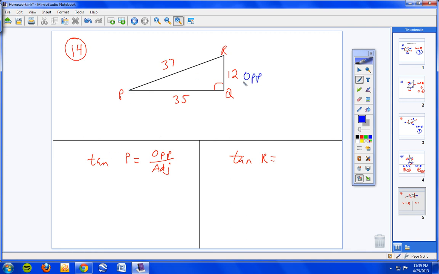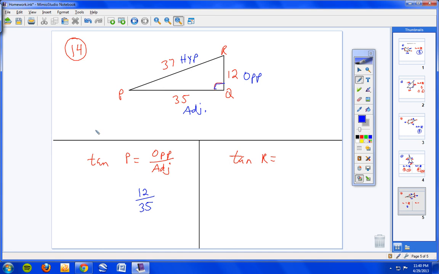So this is my opposite side. Here's your right angle right here, so this side right here is my hypotenuse. And the only side left is 35. That's got to be my adjacent side. How do I find the tangent of P? Opposite over adjacent. Opposite is 12, adjacent is 35. You cannot reduce that.